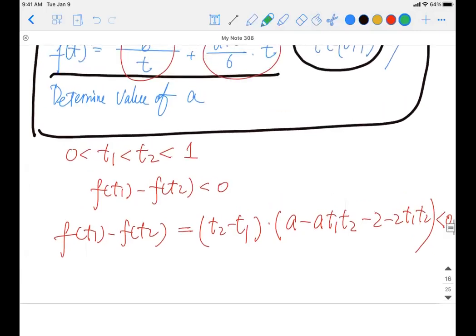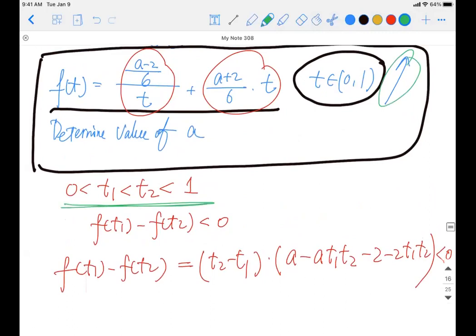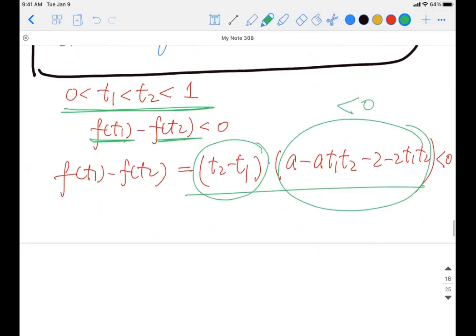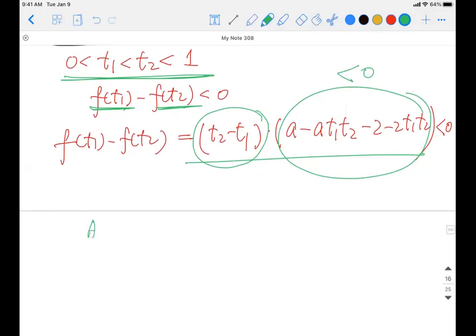According to our definition, if this is an increasing function, I have two x values. One is smaller, one is greater. If I do a subtraction, the f(x) of the smaller x will be lesser than the f(x) of the bigger x. AKA, this must be lesser than 0. t2 is actually greater than t1. So this must be lesser than 0. Is that right? AKA, you want this to be greater than 0. So a is lesser than 2 t1 t2 plus 1, 1 minus t1 t2. Okay?